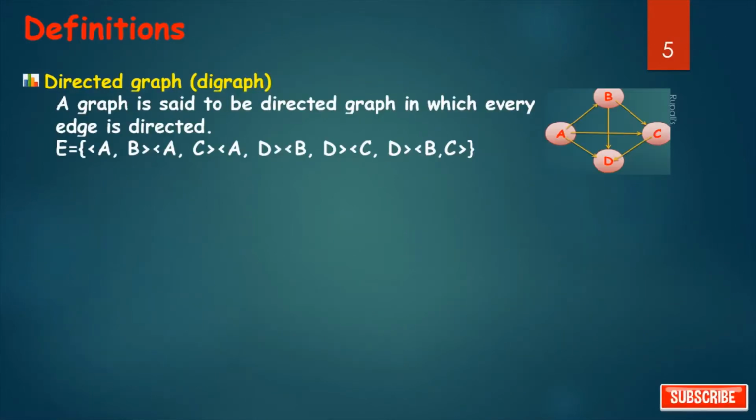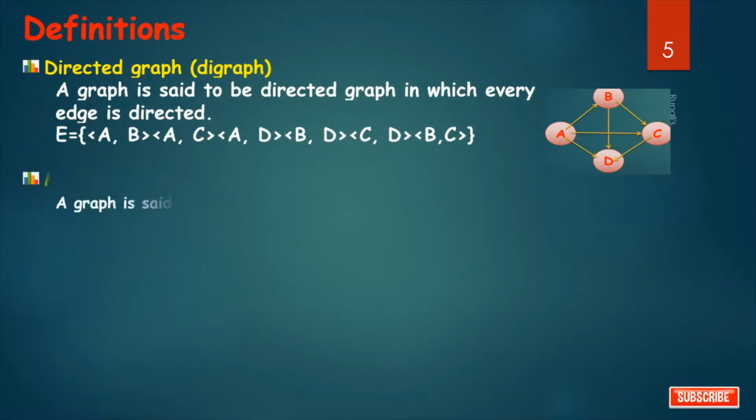Some important definitions we have to learn from graphs. First, directed graph. Another name of directed graph is digraph. A graph is said to be directed if every edge has some specific direction. Means there is a direction from A to B, or from B to C, C to D, but not from D to C. So if every edge has some specific direction, then that graph is called directed graph or digraph.